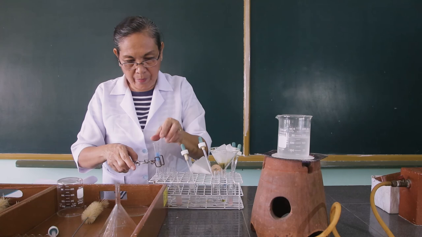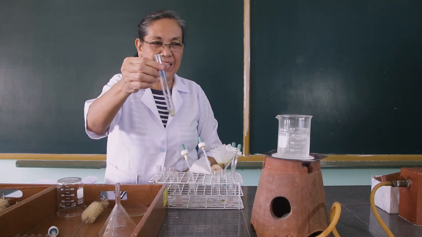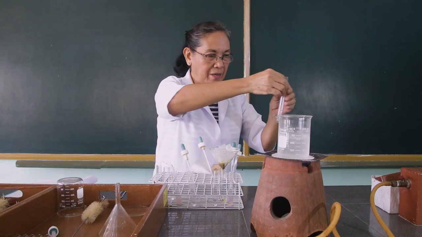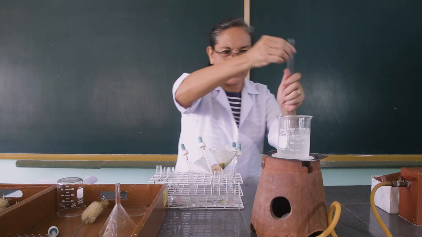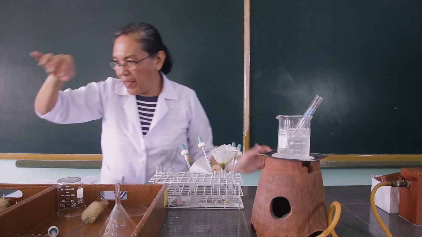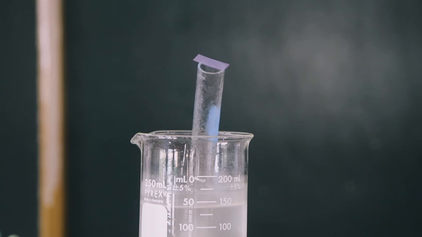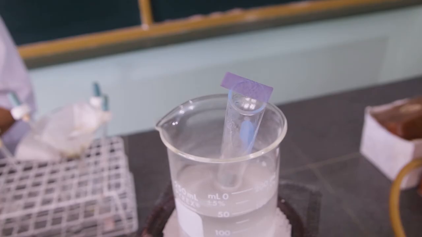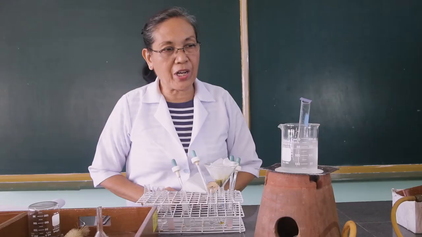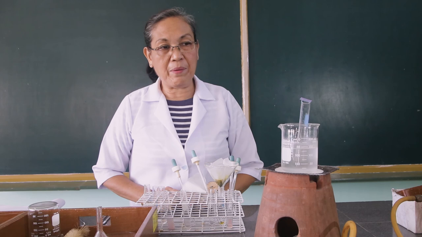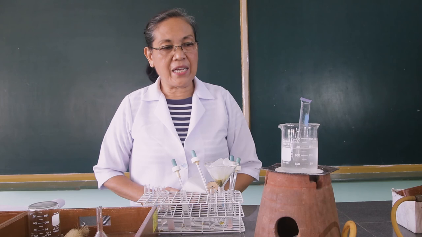And let's put this again into the water bath. And let us expose a red litmus paper onto the top or the mouth of the test tube. And I want you to observe what happens to the color of the red litmus paper when placed over the mouth of the test tube, wherein there is a gas issued from the solution.